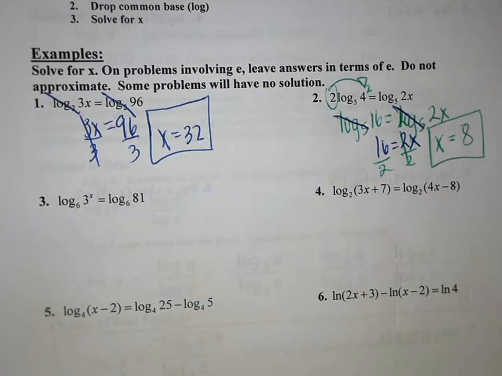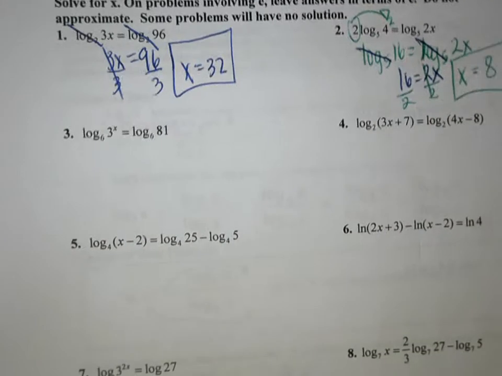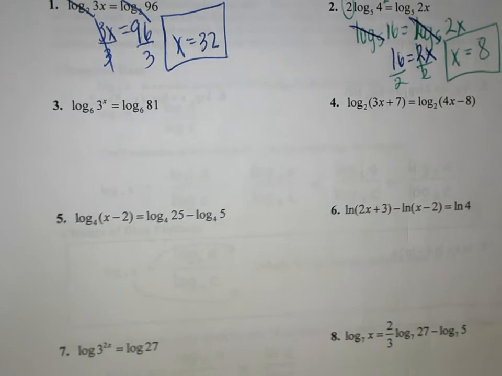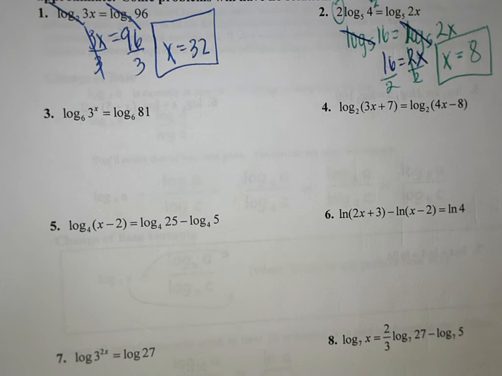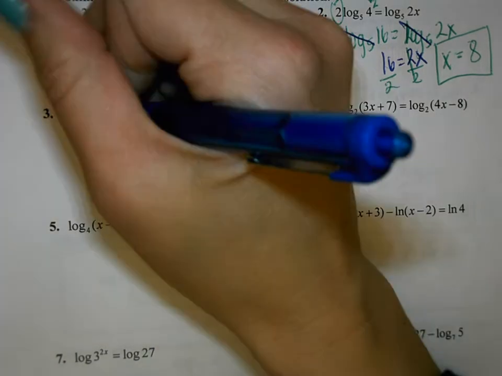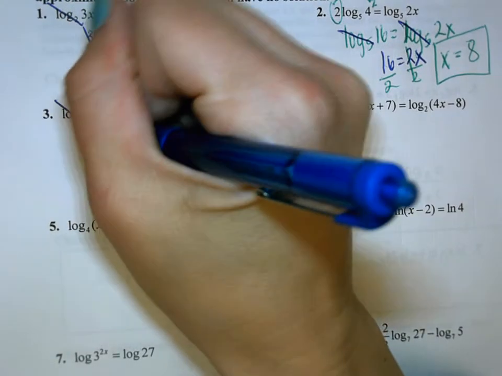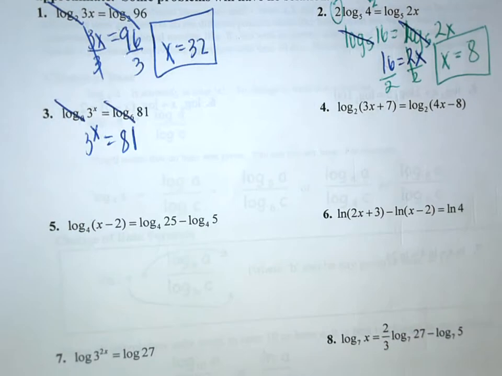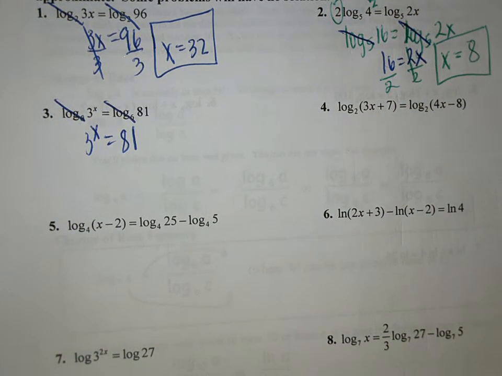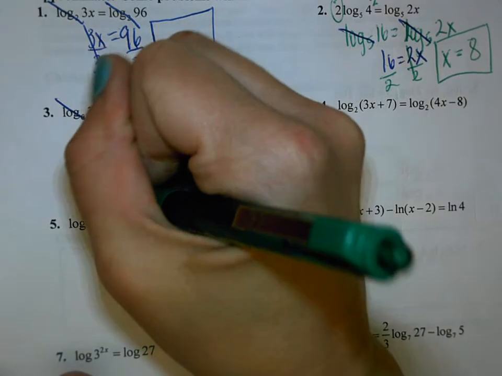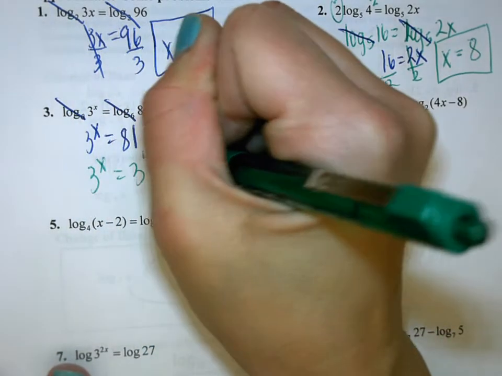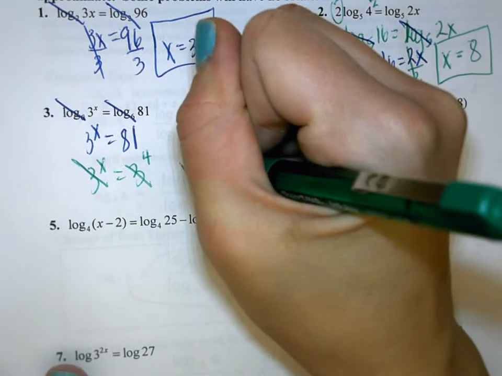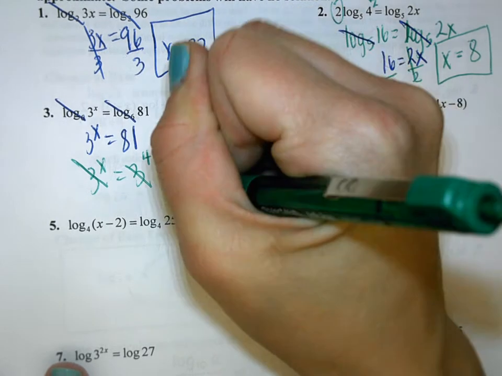All right. Example 3. Do I have a single log on both sides? Yeah. I do. That means I can do what? Drop the logs. Exactly, drop the logs. Okay, so now I have 3 to the x equals 81. What do you think I'm going to want to do on this problem? Get the common base on this again. And can 81 go to base 3? Yes, 3 to the 4th. Good. So we have 3 to the x equals 3 to the 4th. We drop our bases, and x equals 4.